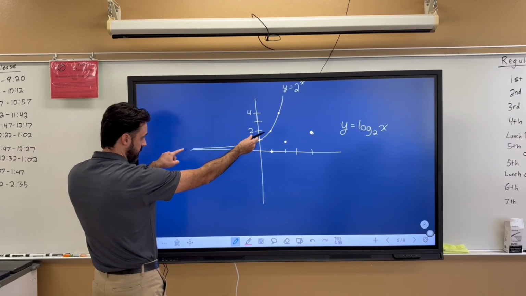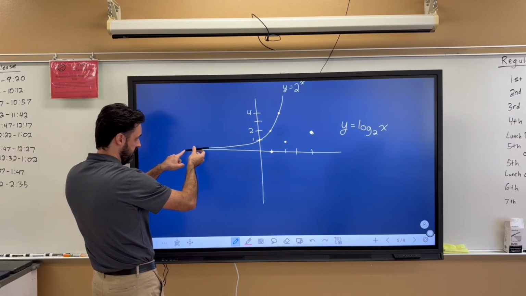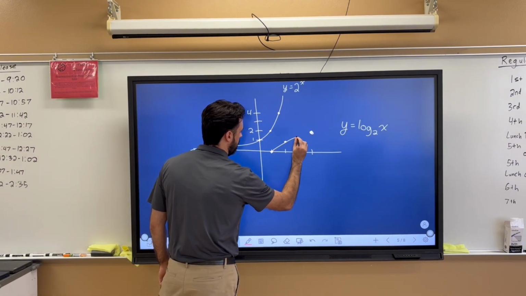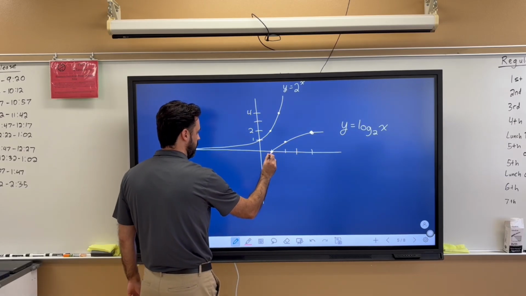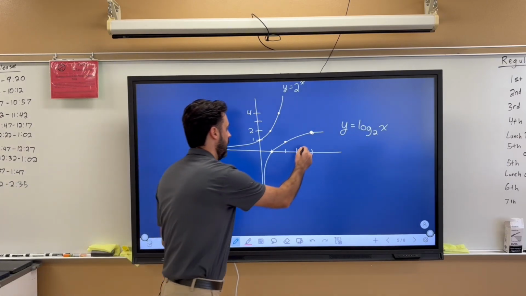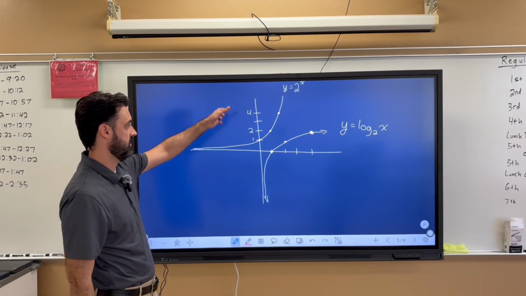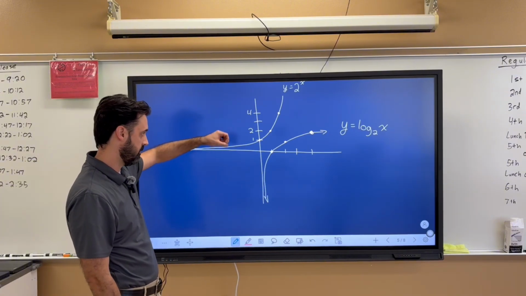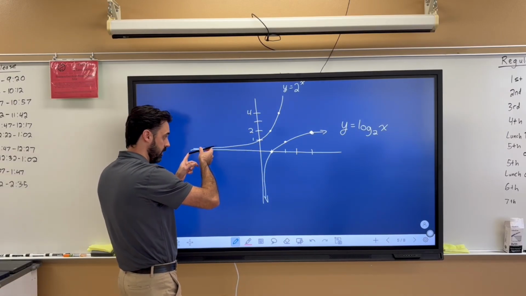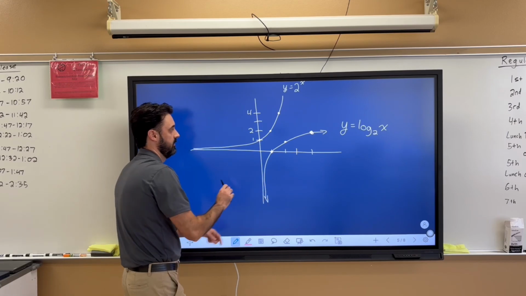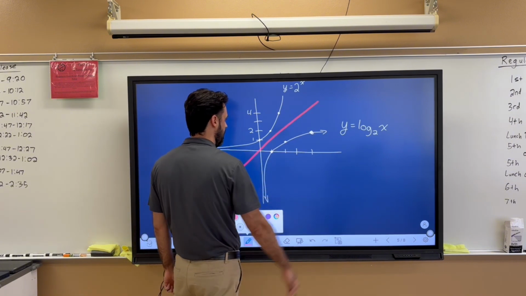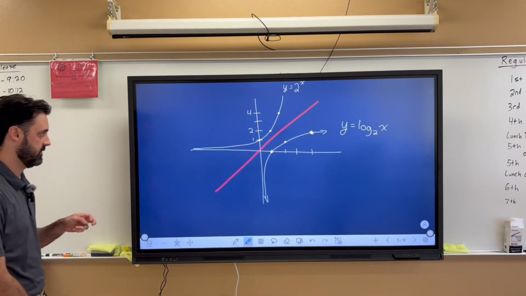Now, notice this portion over here that's approaching the x-axis, the negative portion of the x-axis. After we connect these points, we're going to have this graph approach the negative portion of the y-axis, I should say. And so this is what all log graphs are going to look like as long as the base is bigger than 1. Before transformations, they're going to look like this. Just like exponential growth approaches the negative x, logarithmic graphs approach the negative y-axis. These are actually just reflections over that line right there, y equals x, to get the inverse function.